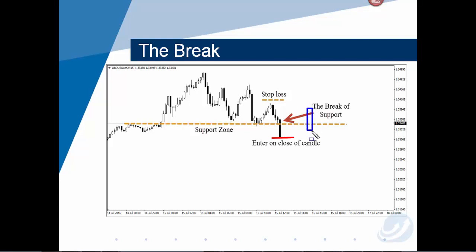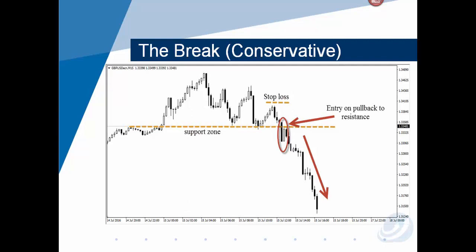So we want to ensure that when we're looking for a break of a support or resistance level, we want to see the candle actually close below or above that level. Now, the second way of getting into this trade is on a pullback. A pullback gives a better risk to reward ratio when we wait for a pullback into the market. Now, look at the difference here.